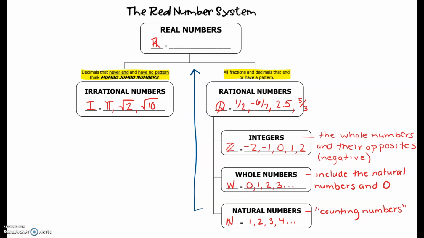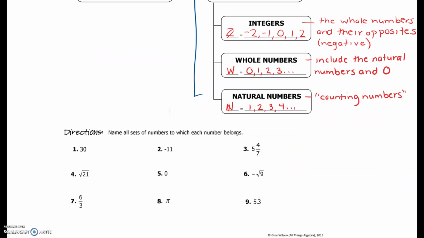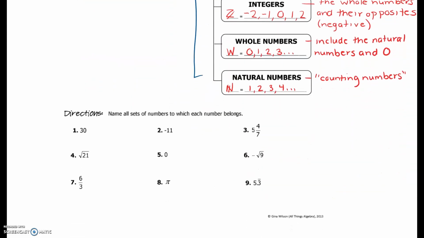It would be irrational and real. Those would be our only 2 options. So if we look at the bottom of this paper, we have some directions here. You are asked to name all of the sets of numbers to which each number belongs. So you need to think its most specific category first, and then work your way up the chart.